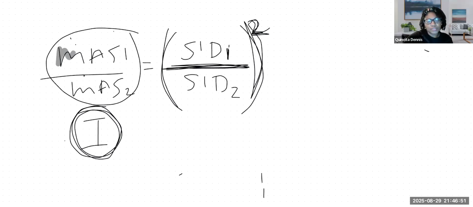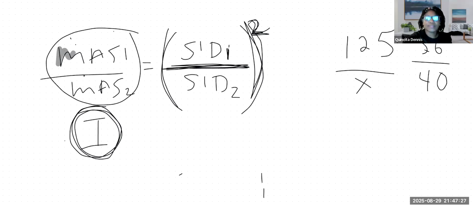So the old mass, I'm sorry, yeah. The old mass is 125. The new mass, oh no, I want to know my new mass. The new mass is X. The old SID is 56. And the new SID is 40. All right, what is the new mass?